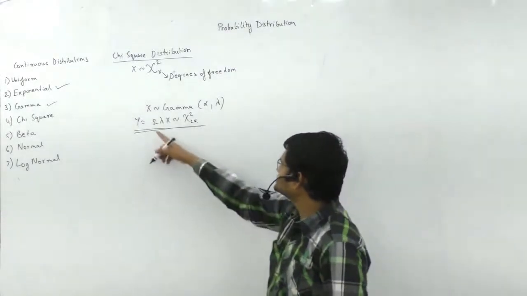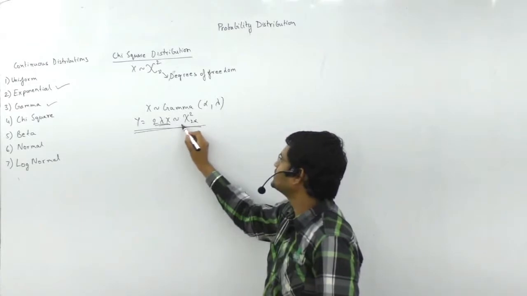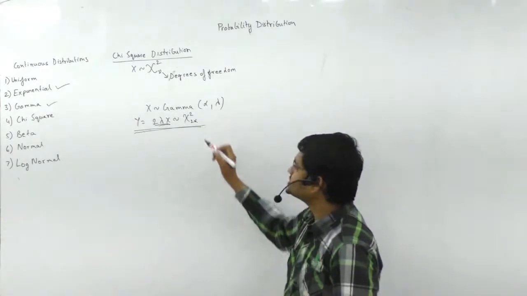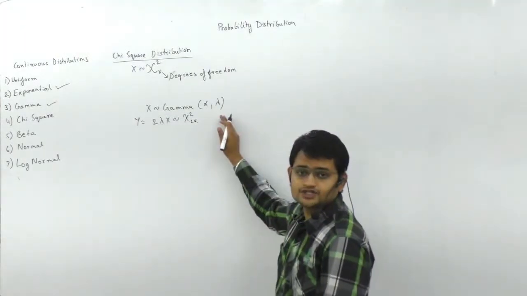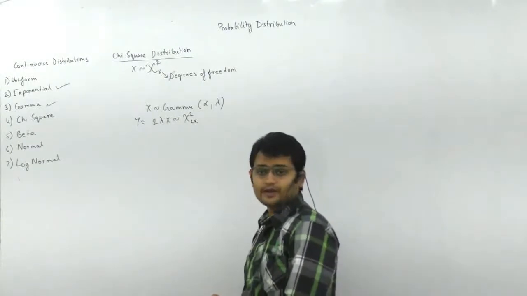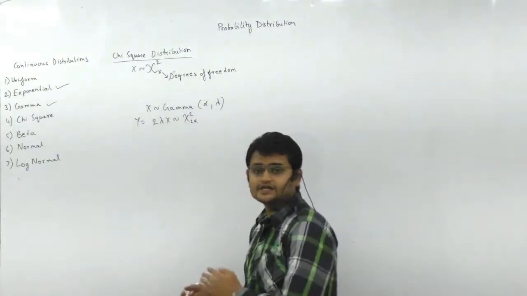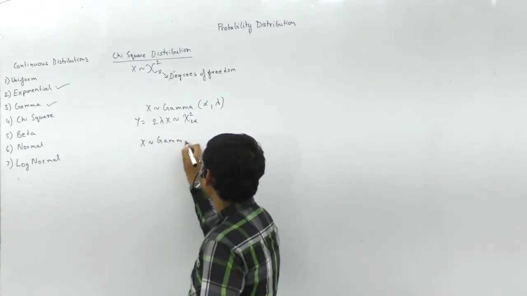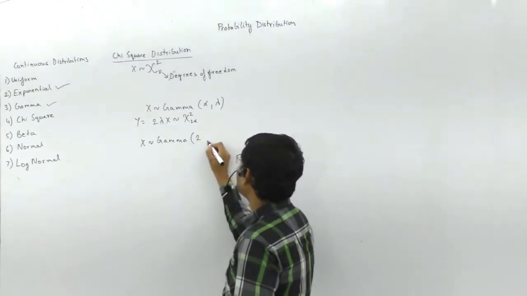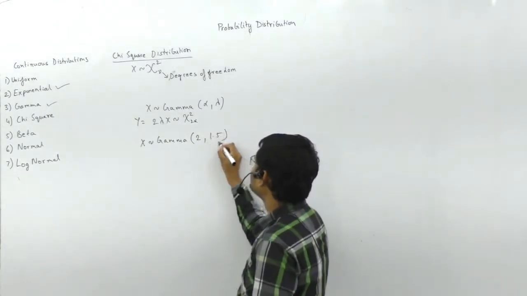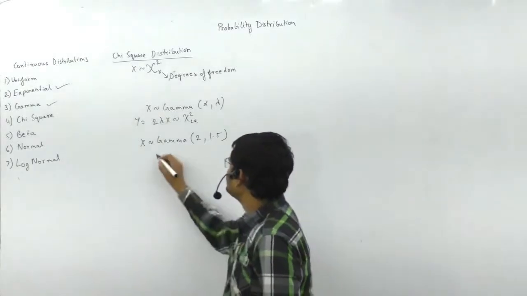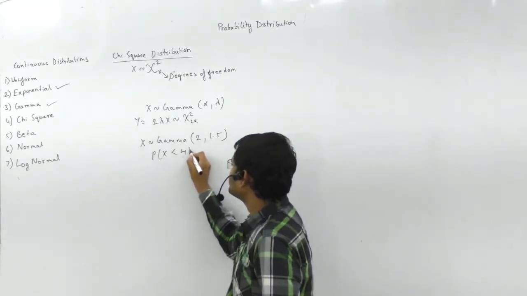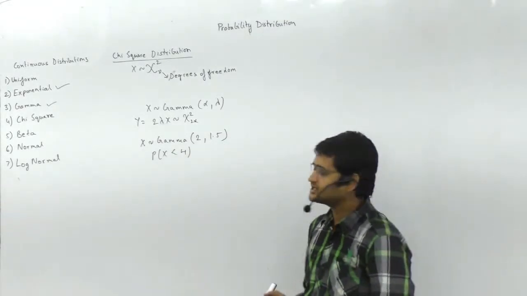So we have y equals 2 lambda x, which will follow a chi-square distribution with 2 alpha as its parameter. We can use this procedure to find every gamma distribution probability. Let's take an example. Let's say x follows a gamma distribution with alpha as 2 and lambda as 1.5, and we need to find the probability x less than 4.